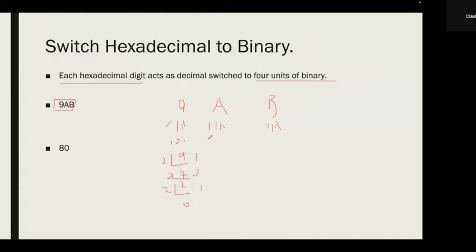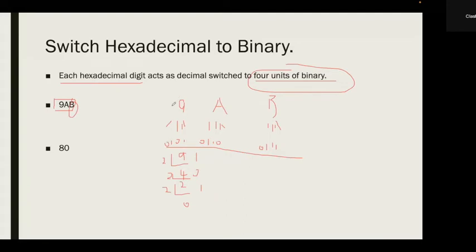A, I'm just gonna write it, is equal to 1010, right? B is 1011. Okay, so we got these 3 binary numbers, but now we have to make them into 4 units of binary in order to make it work. And the reason for this is because we have to make it into 16. Now, don't really care about it, but just make it into 4 units of binary. Now we only have 3 units for each number, right? We want to add a 0 to the left here until it becomes 4 units.